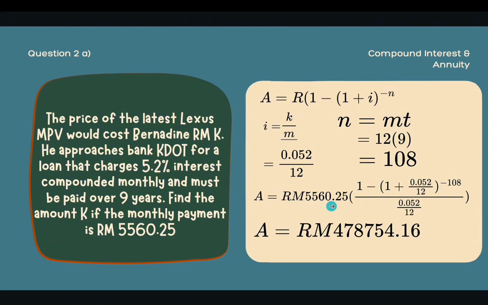After we have all of these numbers, we insert them into our formula. After we calculate our equation, we have an answer, which is RM478,754.60. So this is going to be our loan.